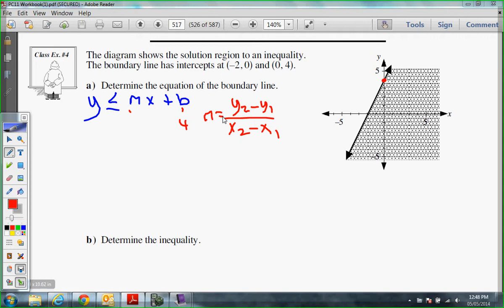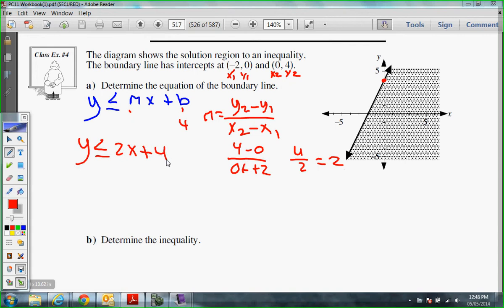All right, so you're just going to go 4 minus 0. If you're wondering what the 2's and the 1's mean, that means point 1 and point 2. x2, y2, x1, y1. So I'm just going to go 4 minus 0 and 0 minus negative 2. Minus a minus a plus, I get 4 over 2. So my slope is 2. So it's going up 2 over 1. Okay, so here we're done. y is less than or equal to 2x plus 4. That is the graph to the right.